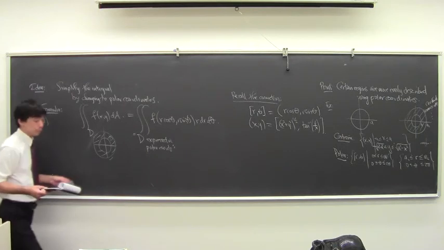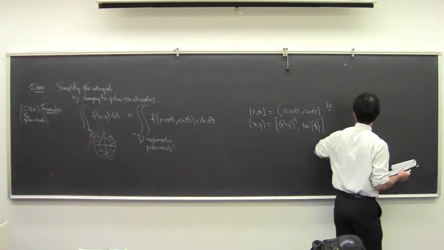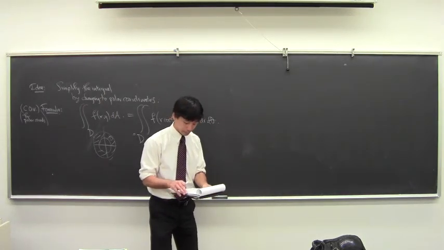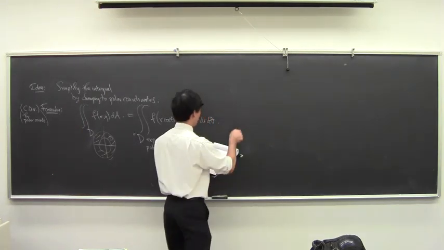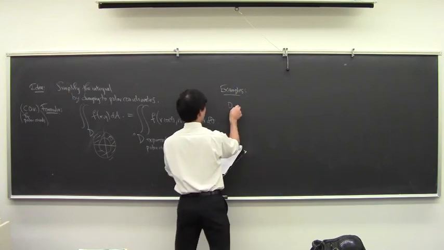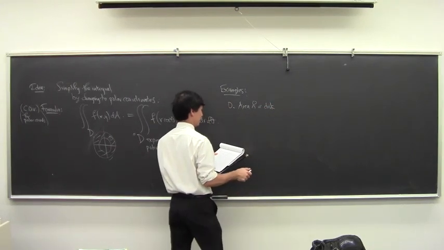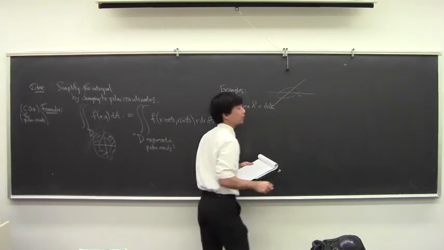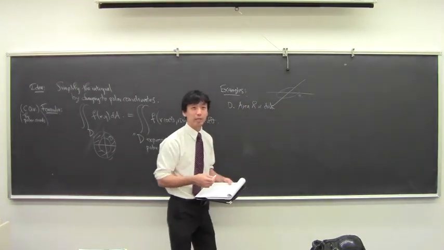Okay. I'm just going to show you how to use it first. So let's just do some examples first. Do a whole bunch of examples. Example 0, the area of a disk. So there's a disk of radius a on the plane, and somebody says find the area of that disk.